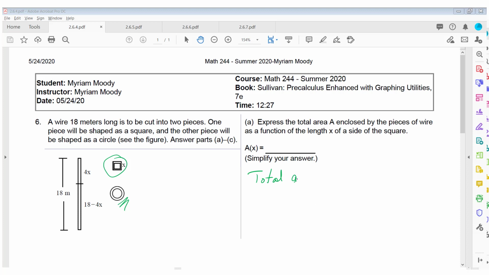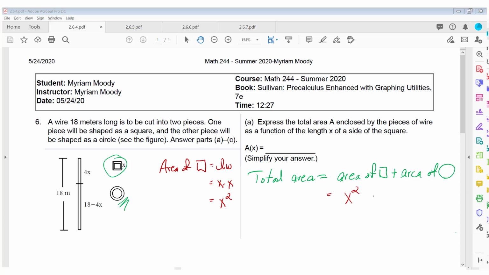And the total area is going to be equal to the area of the square plus the area of that circle. So, question. Since they say that one length of the side is x for the square, how do I find the area of the square? Good. So the area of the square is basically still length times width, which is going to be x times x, which is just x squared, isn't it? So got the area of our square, it is x squared.